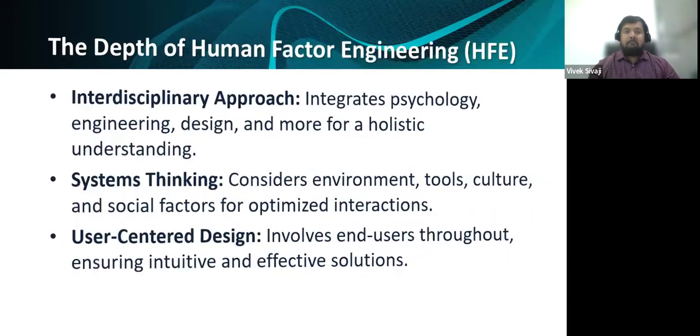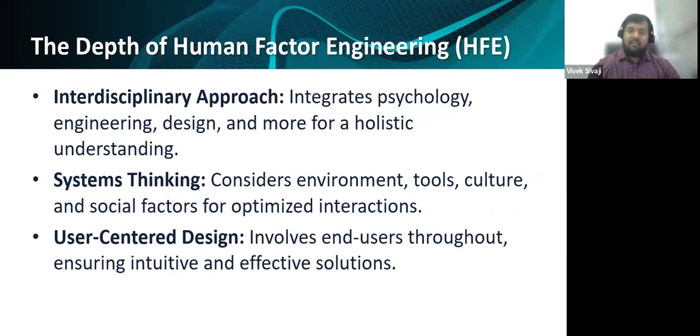So the depth of human factor engineering. Number one factor is obviously it's an interdisciplinary approach, right? Integrating all of this into a holistic understanding. Plus, there is the systems thinking that is present. It considers the environment, the tools in use, the culture where we are implementing it, social factors for optimized interactions. And remember, it is all about user-centered designs too, right? So we need to produce for the mass, but while still catering to the needs of the individual, right? So it involves the end user throughout, ensuring intuitive and effective solutions at the end of the day.